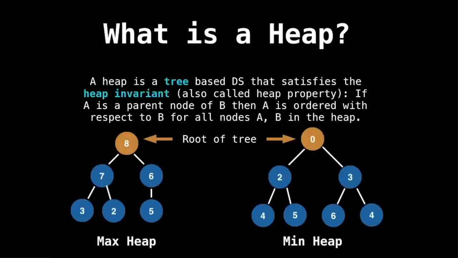What this means is the value of the parent node is always greater than or equal to the value of the child node for all nodes, or the other way around, that the value of the parent node is less than or equal to the value of the child node for all nodes. This means we end up getting 2 types of heaps, max heaps and min heaps. Max heaps are the ones where the parent node is always greater than its children, and the min heap is the opposite.